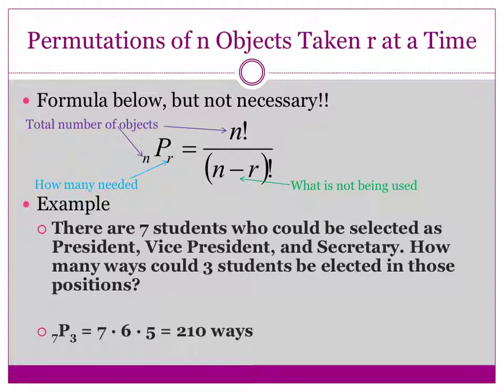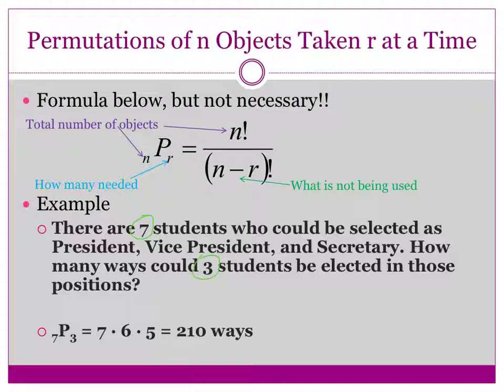Now, when we focus on only using part of all of the objects, meaning we have a total number of objects, n, and we only need r of them. Here in the example, there are 7 students who could be selected as president, vice president, and secretary. How many ways could 3 students be elected in those positions? Well, we have 7 total students, and we need to select 3 of them.